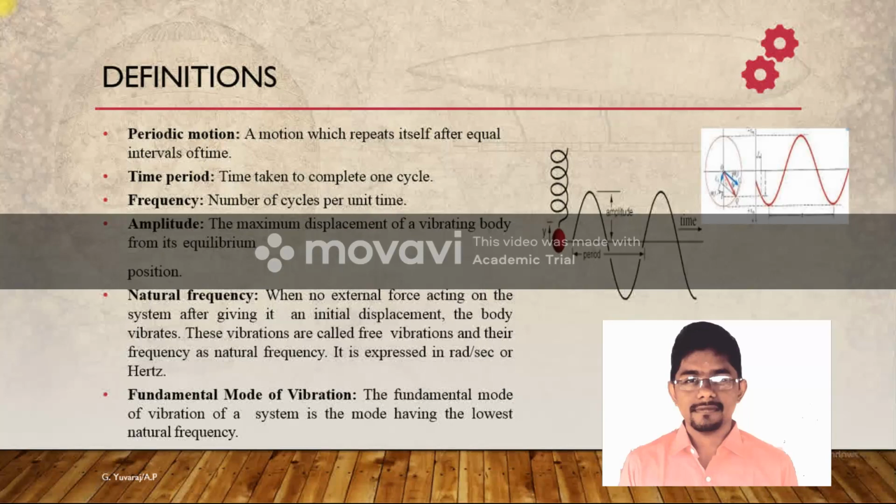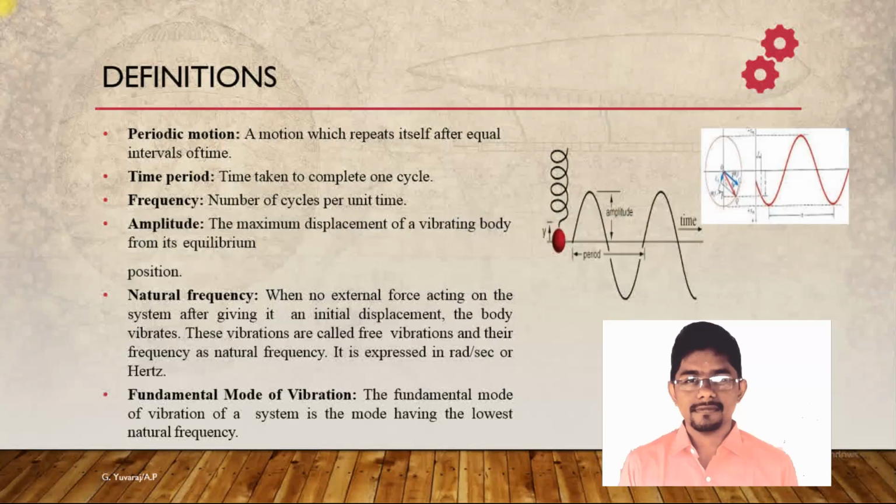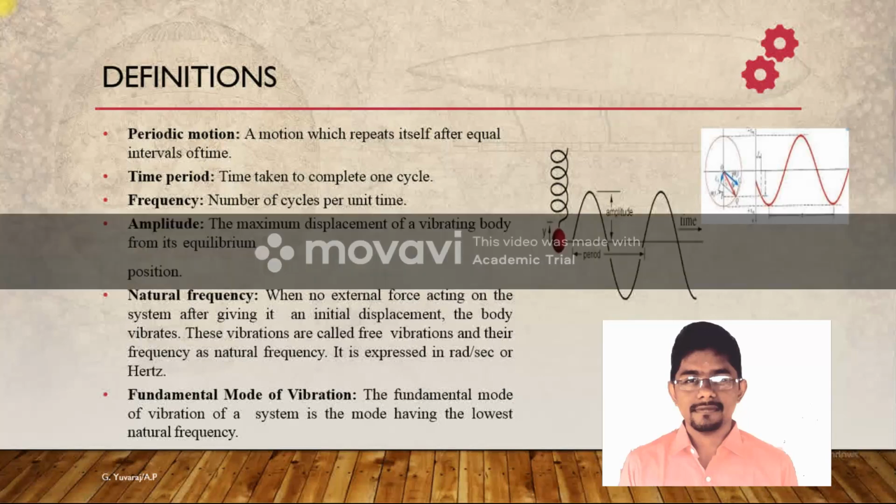Time period is the time taken to complete one cycle. Frequency is nothing but the number of cycles per unit time. Amplitude is nothing but the displacement of the curve, or the displacement of the vibrating body from its equilibrium position.